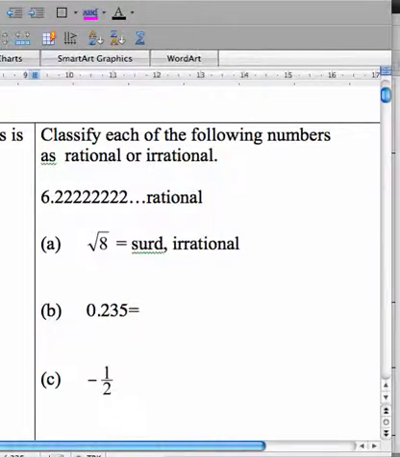Next one, we have 0.235, and because our decimal actually just stops, it's finite, it ends or terminates, it is rational because we know this can be turned easily into a fraction. And the last one, C, well, you've got a negative half. Straight away we know it's rational because we can see it's a fraction. And it doesn't matter if it's negative or positive, it's automatically rational because it's a fraction.